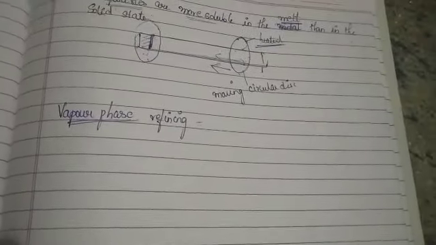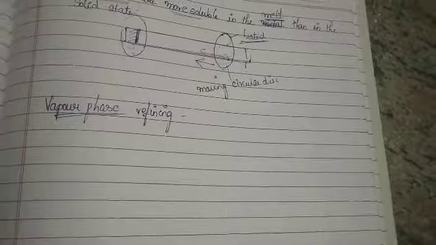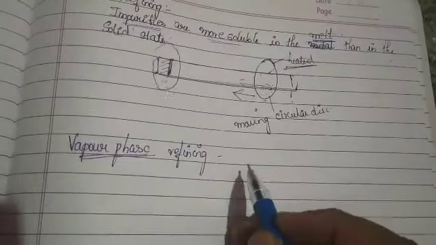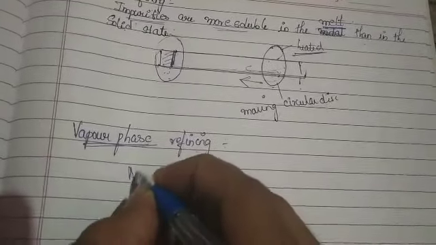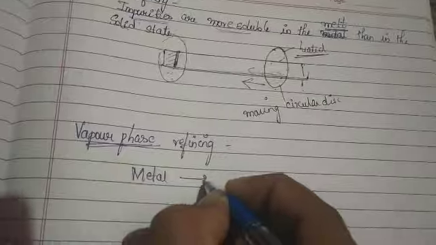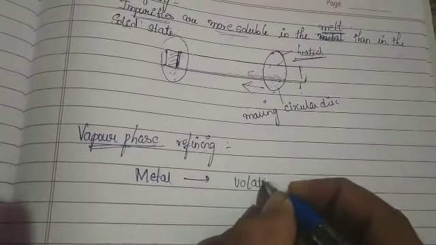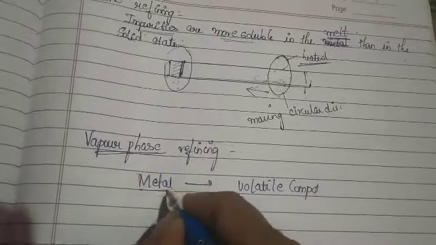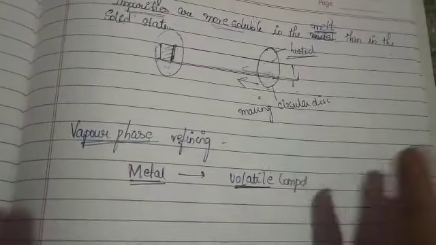Here one important thing we have to remember: vapor phase refining is the technique where first the metal is converted into its volatile compound. The metal is converted to its volatile compound, that is, like a gas in the vapor phase.